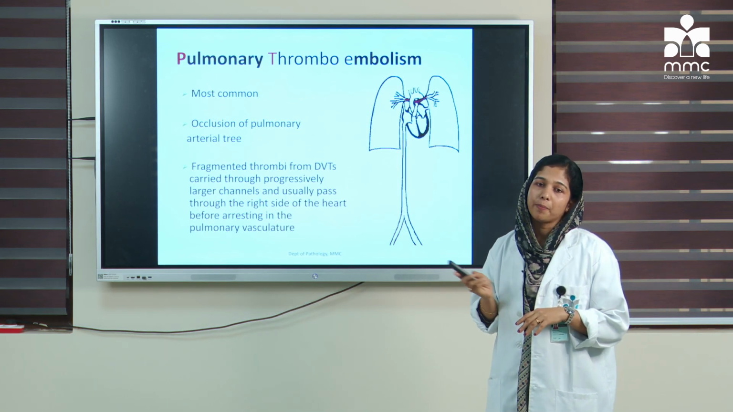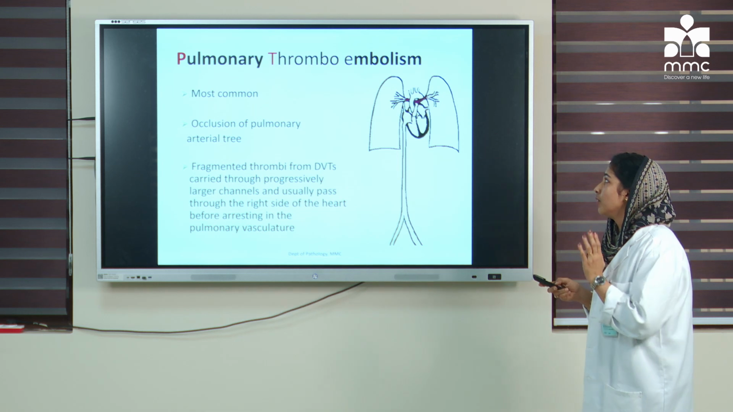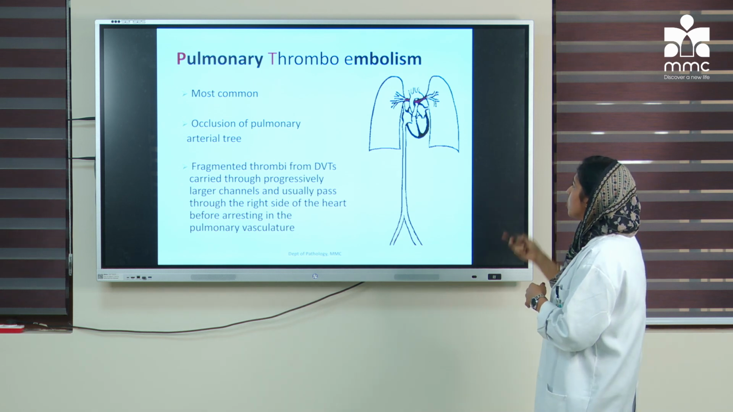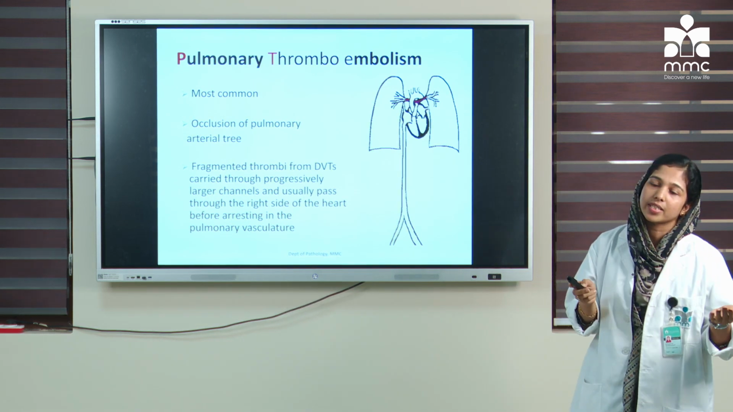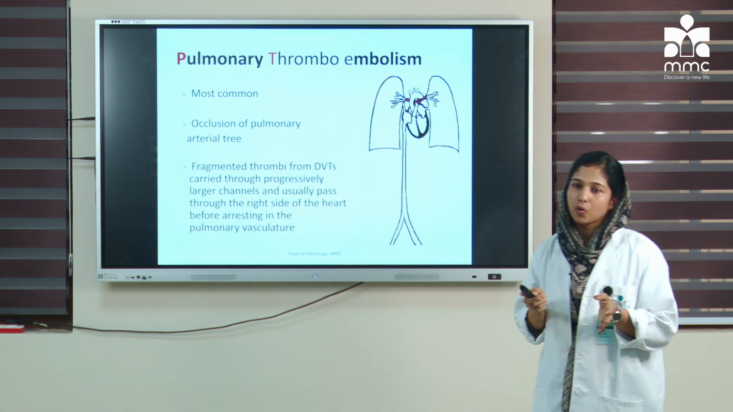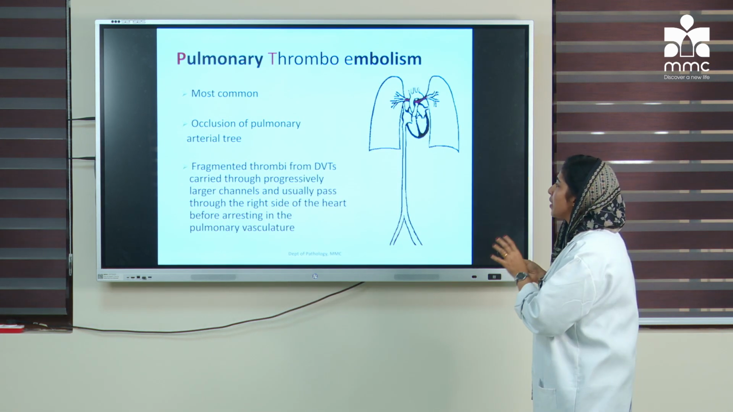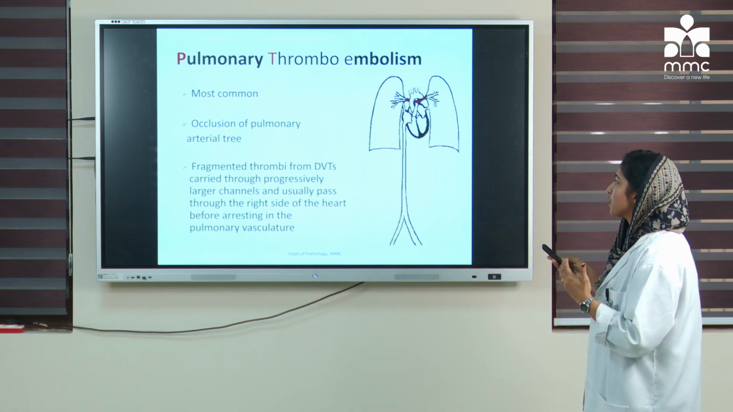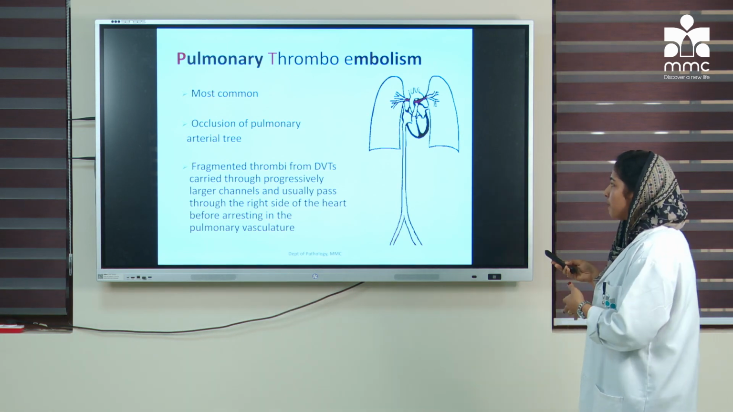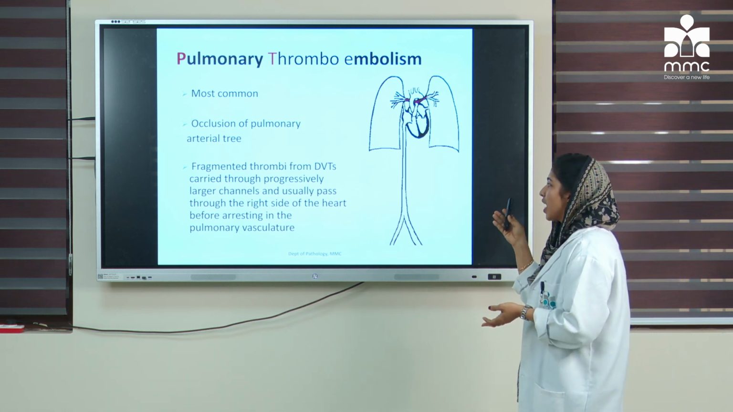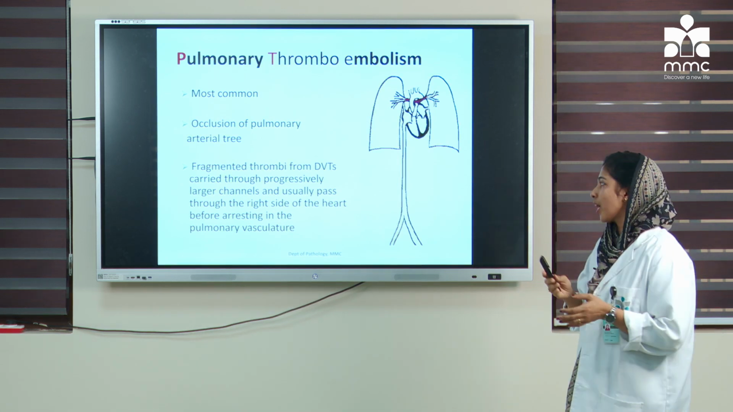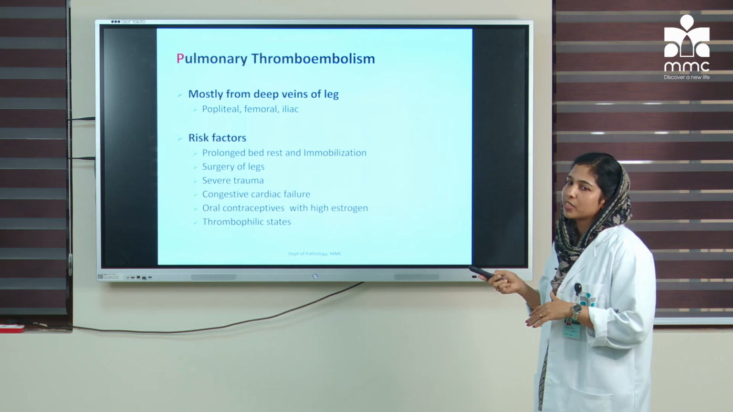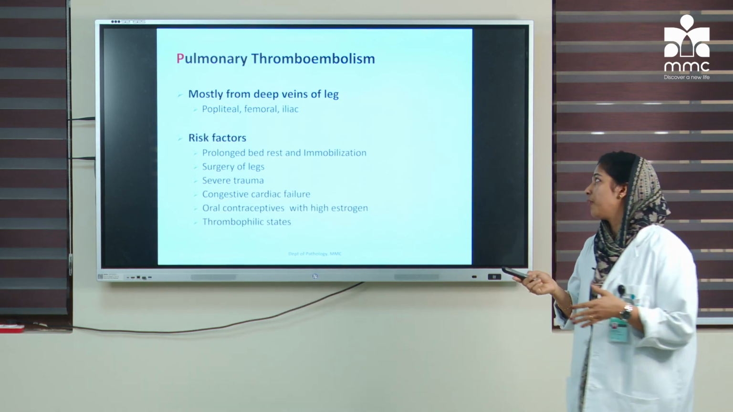Now, in thromboembolism, the most common type is the pulmonary thromboembolism. You can see here the thrombus moving from the systemic veins into the right heart, and it reaches the pulmonary arterial tree where it causes occlusion. So, mostly it is actually fragmented thrombi from DVTs. What is DVT? DVT is deep vein thrombosis. Okay. So, it arises from the DVTs of the major lower limb veins and it is carried through large channels and usually passes to the right heart, okay, and reaches the pulmonary vasculature where it gets arrested. Okay. So, it arises mostly from the deep veins of the leg, that is the popliteal, femoral and iliac veins.